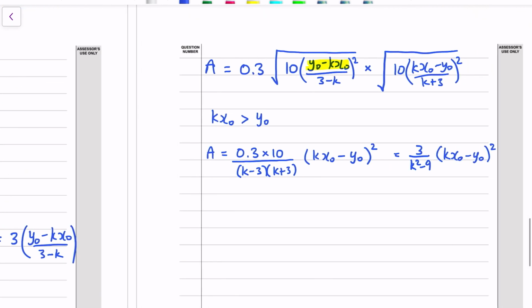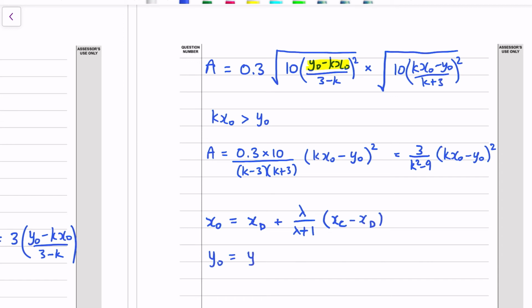Okay, so what that means is x0 is start with xd, add on lambda over lambda plus 1 times the difference between xc and xd. Similarly, y0 is the y value of D plus this ratio lambda over lambda plus 1 times the total distance between yc and yd. And this is how you connect the x0, y0s and the lambdas together, and the k's as well.